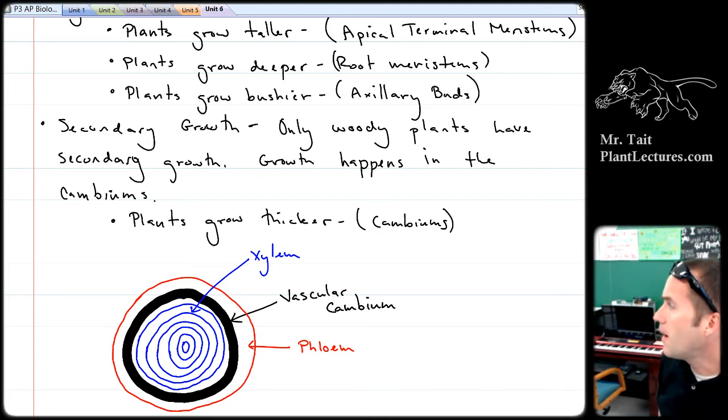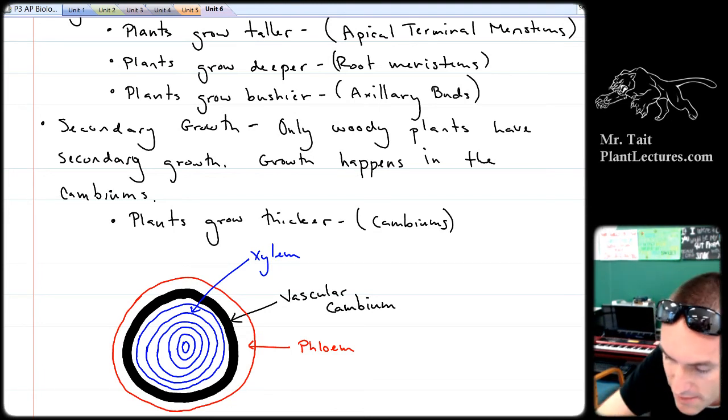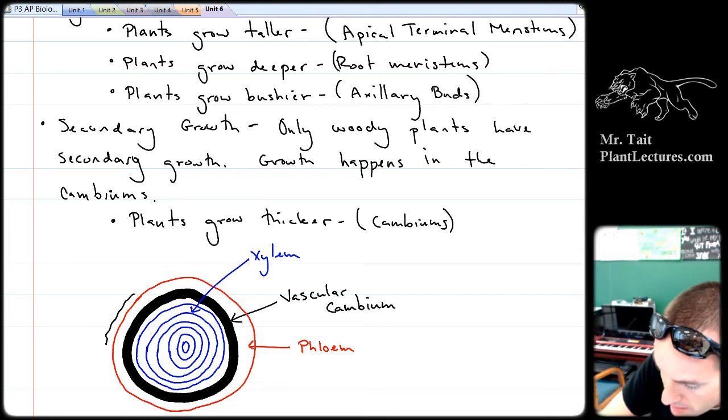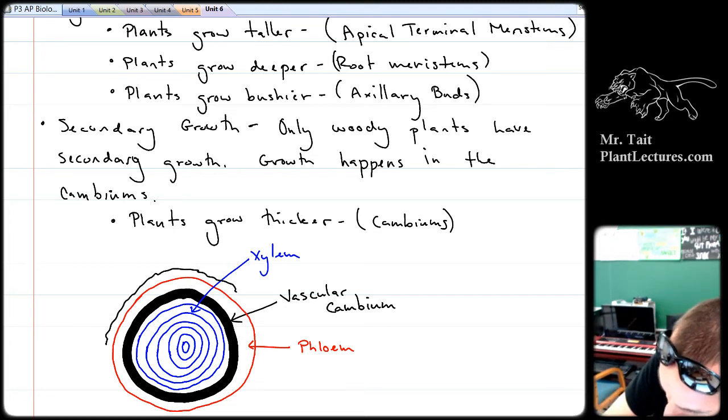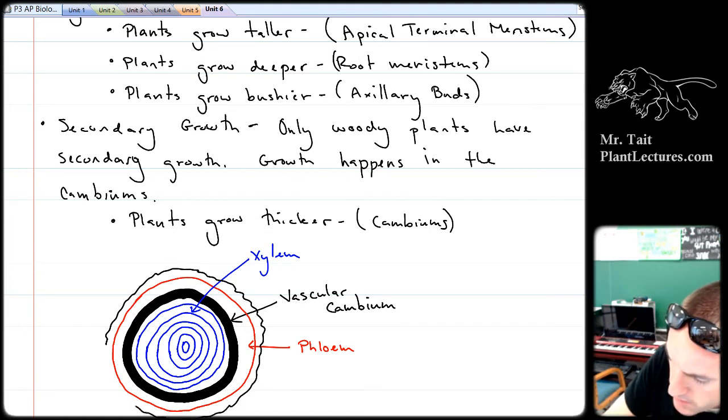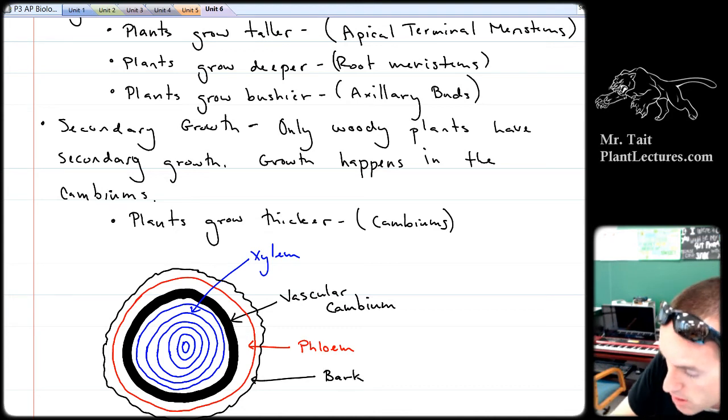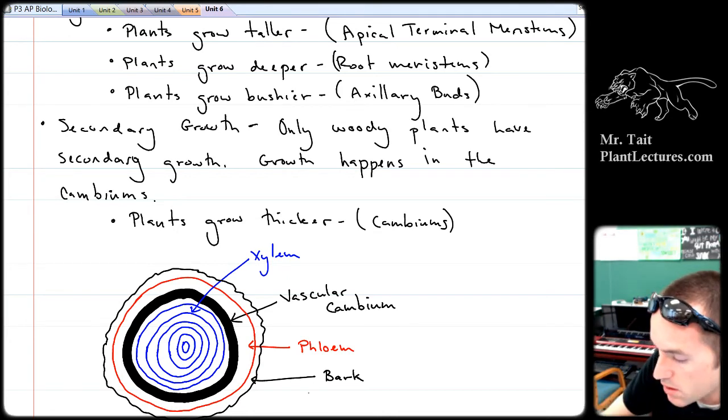Okay. There's another cambium outside of this that we're not going to talk about as much right now, but it produces something that's called cork. And when we combine cork with phloem, it's what we call bark. So the bark of a tree is cork plus phloem.